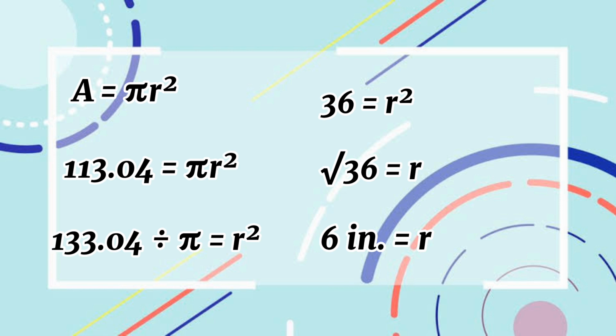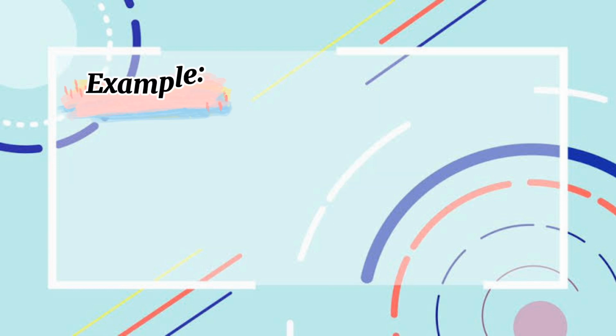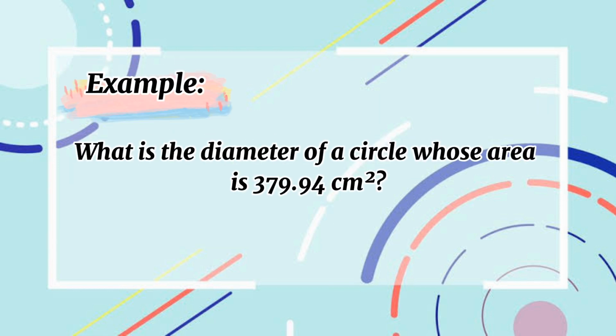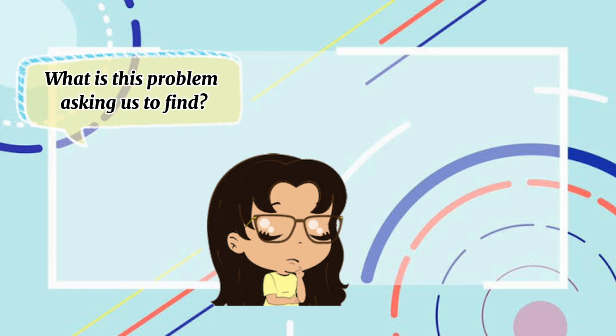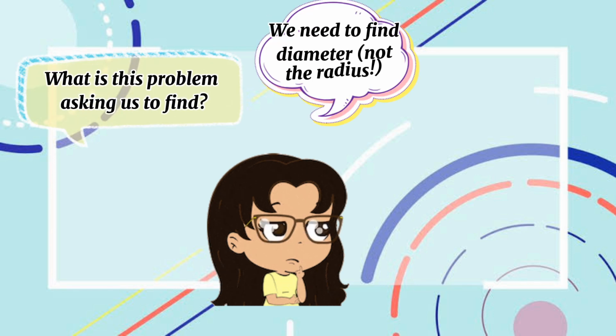The radius of a circle with an area of 113.04 square inches is 6 inches. Let's have another example. What is the diameter of a circle whose area is 379.94 square centimeters? What is this problem asking us to find? We need to find the diameter, not the radius.